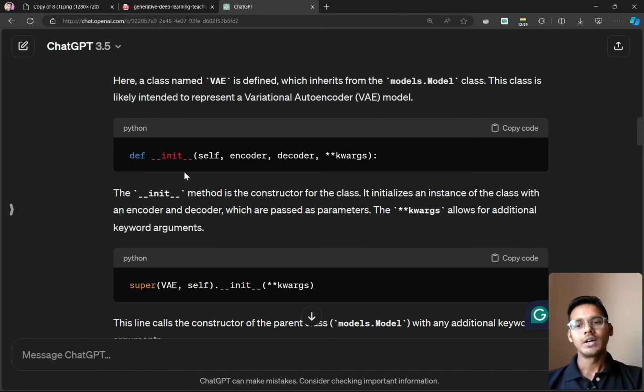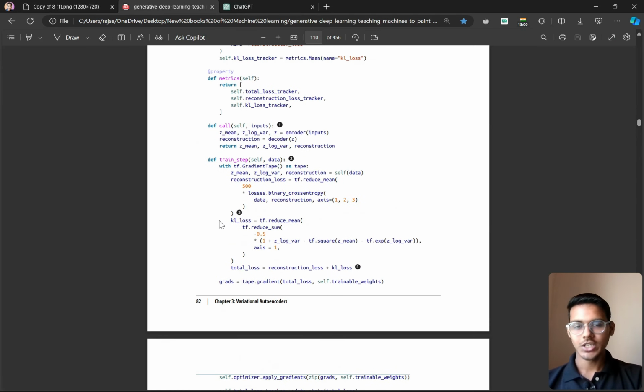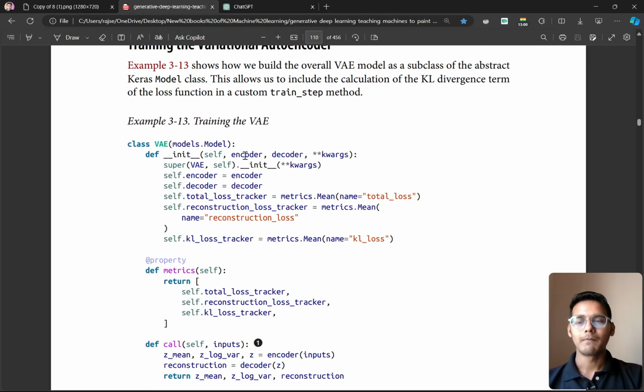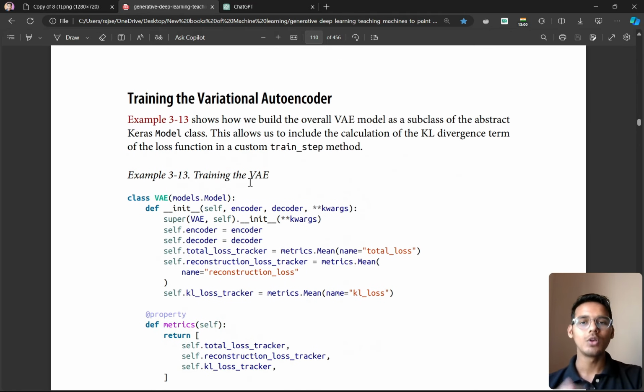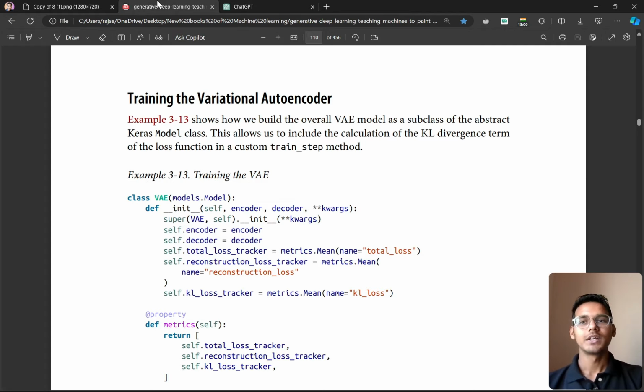Then there is a def. This is a function actually. This method is the constructor for the class, and it initializes the instance of the class with an encoder and decoder. Fine. So I have just given the general idea of how to learn the code from scratch. You can ask more questions about particular code, like why this thing is happening. After that, if you have any doubt, please write in the comments. I will be happy to answer you all.